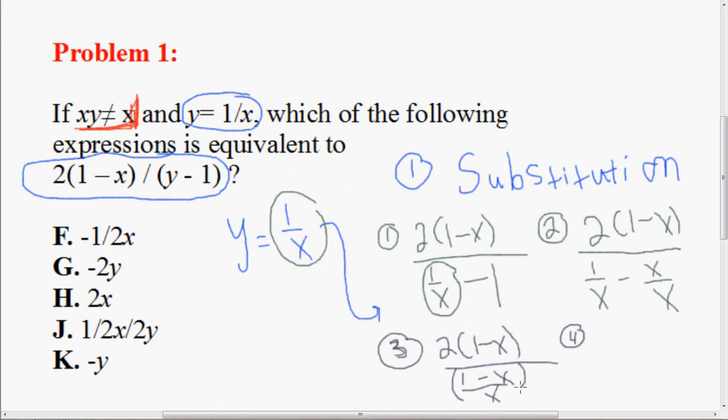Now when you're dividing by a fraction, it's the same thing as multiplying by the reciprocal. So in this case, I'm going to do 2 times 1 minus x, times x over 1 minus x. Now the last step in this process, step 5, is to cancel out the like terms, and I'm left with 2x. So that becomes my final answer.